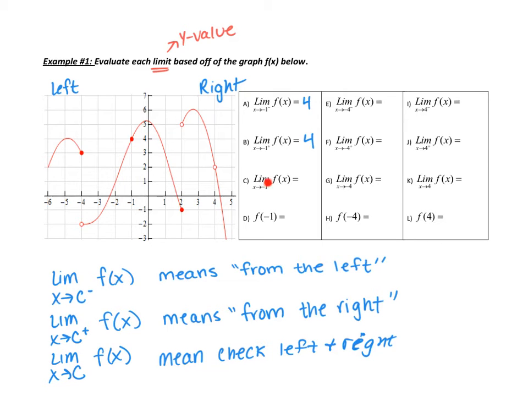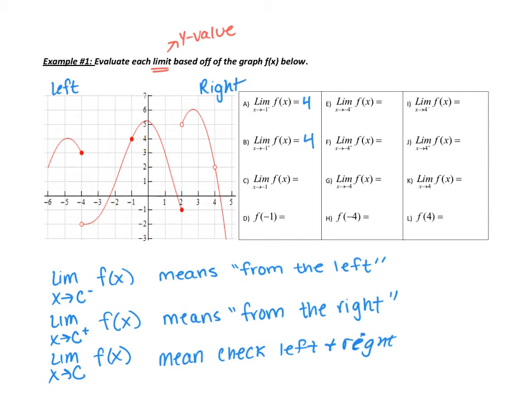So the definition of a limit now: I want to find the limit as x approaches -1. Notice how there's no plus or minus. That means you have to check from the left and the right. If the left and the right are equal, then the limit exists. If the left and the right are not equal, then the limit does not exist. So, if we look, the limit from the left and the limit from the right are both 4.